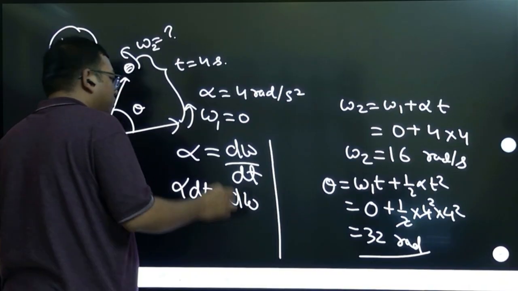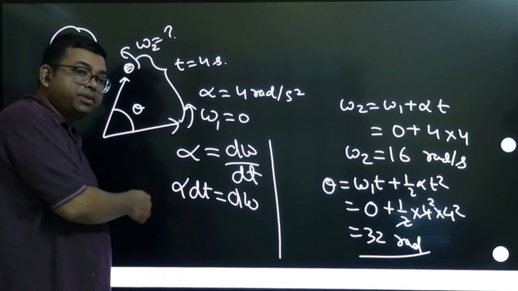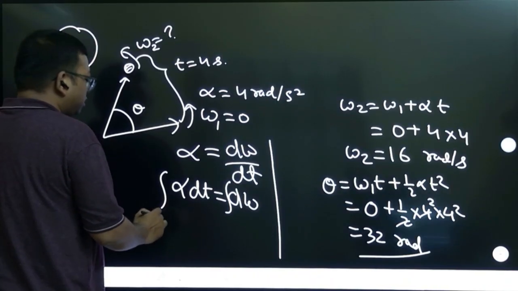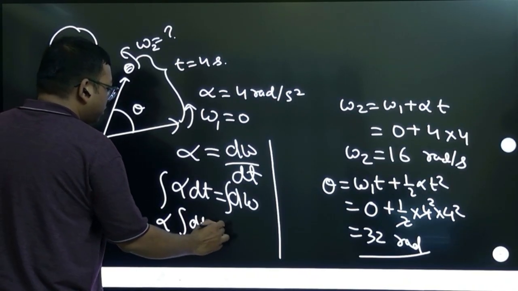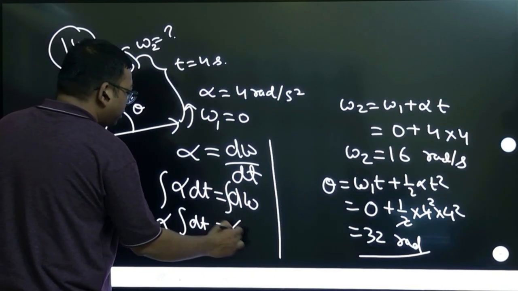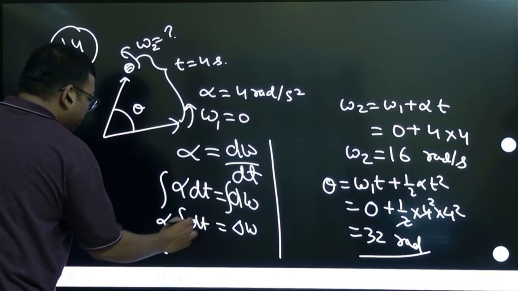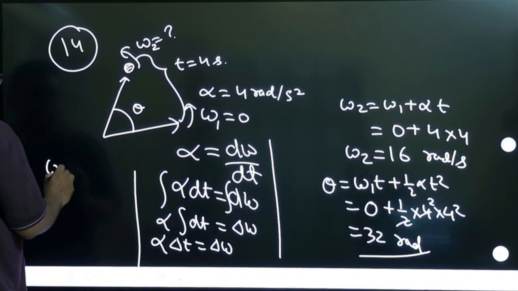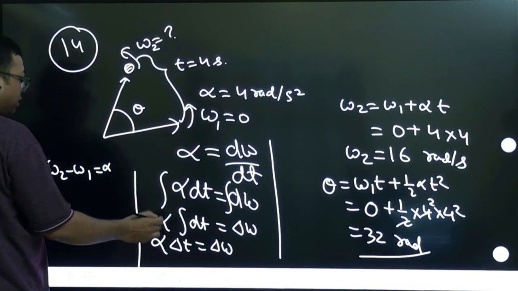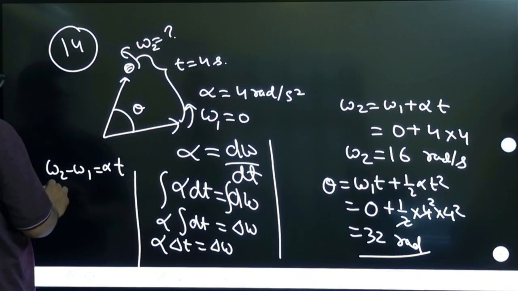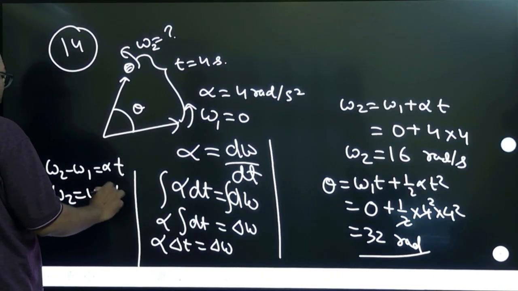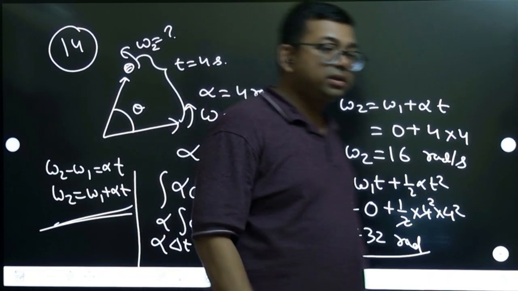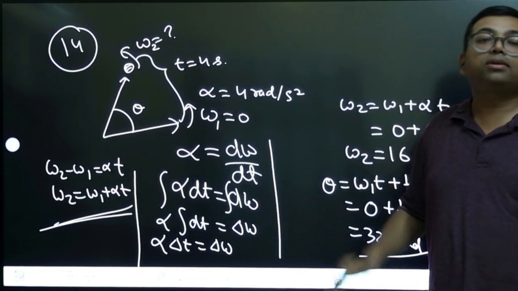But why do you want to do that? Because the derivation of these equations is based on this only. You do it. Alpha is constant, so alpha comes out. Integration of d omega means delta omega, and integration of dt is the time interval delta t. So delta omega means omega 2 minus omega 1, and alpha delta t means alpha times the time interval, which is t here. That's what you get. All these derivations are based on this only. These formulas, v equal to u plus at, s equal to ut plus half at square, all come from the integration on this, right?